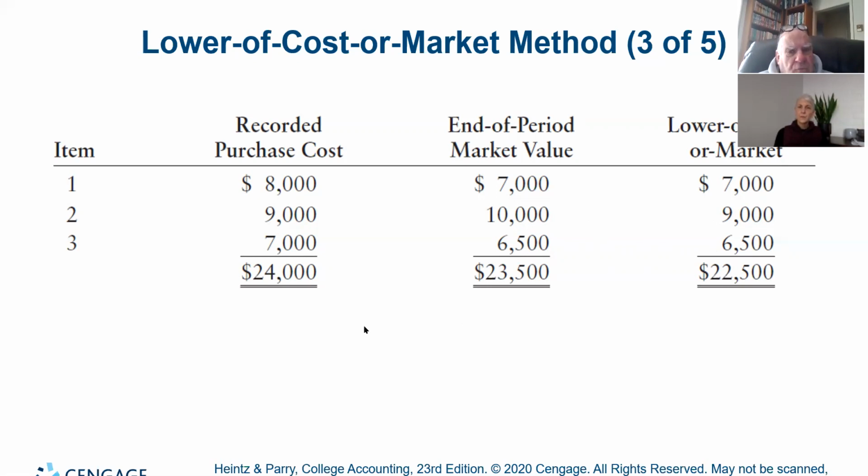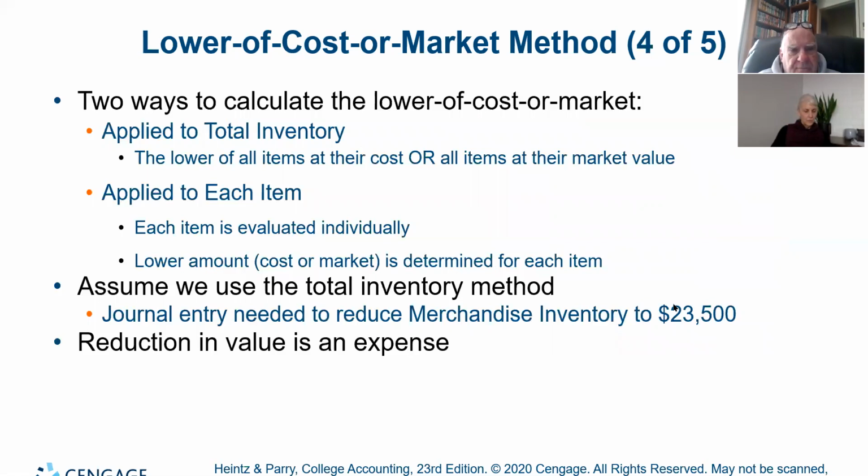It was $24,500. Now it's $22,500. The difference of $1,500 is going to be a journal entry where you're going to debit something probably called cost of goods sold dash lower of cost or market. I mean, that's what we called it for many years. So we have an asset, an inventory that we had valued at $24,000, only worth $22,500 now.